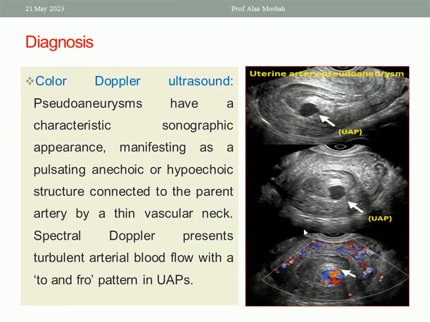What about the diagnosis? Radiological diagnosis is very important. First, transvaginal ultrasound, as in this picture, especially associated with color Doppler, is very important in diagnosis. As you see here, this is uterine artery pseudoaneurysm, which has a characteristic sonographic appearance manifesting as a pulsating anechoic or hypoechoic structure connected to the parent artery by a thin vascular neck.